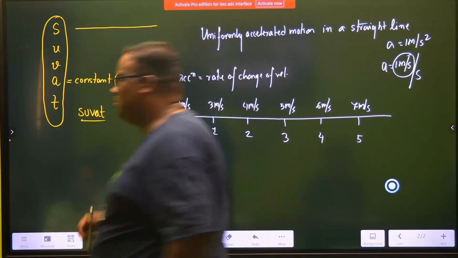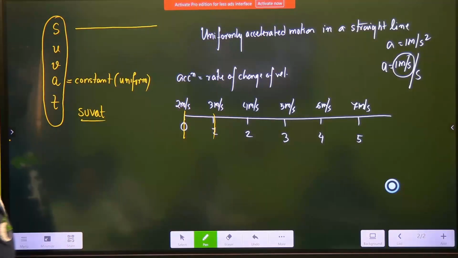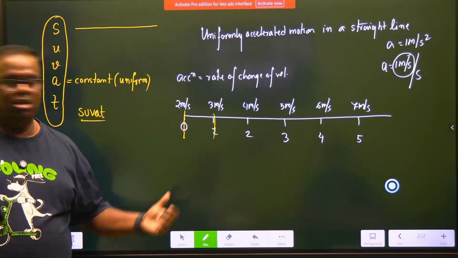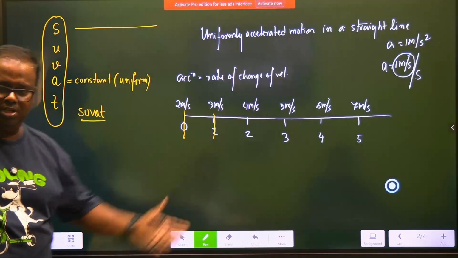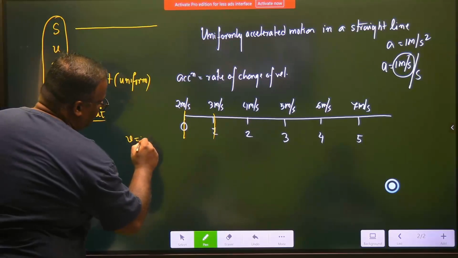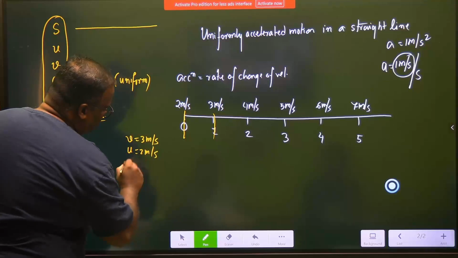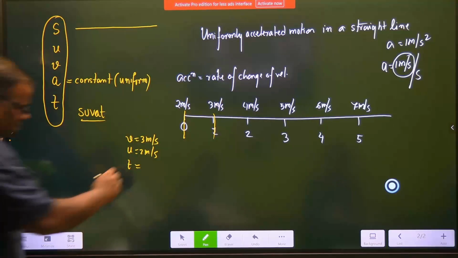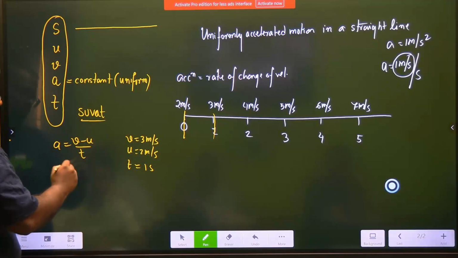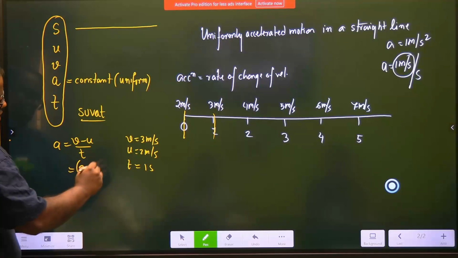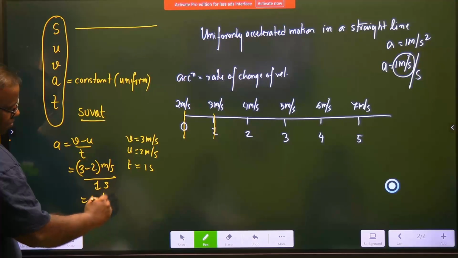Okay. Now let's apply this. Let's look at this particular slab. Only analyze here. What is the final velocity? 3 meters per second, so V is equal to 3 meters per second. What is the initial velocity? 2 meters per second. How much time has elapsed, children? 1 second. So the acceleration is V minus U divided by T, which is 3 minus 2 meter per second divided by 1 second. So we are getting 1 meter per second square.